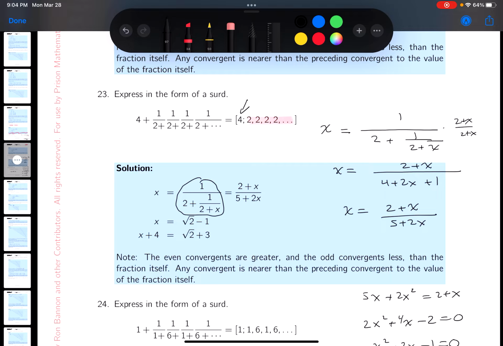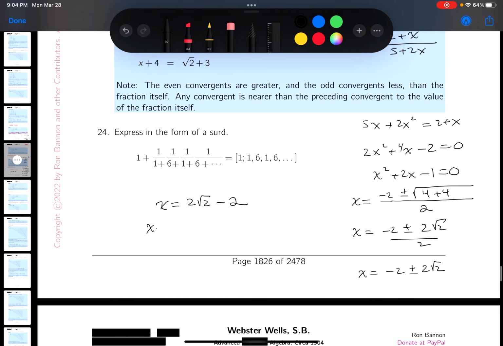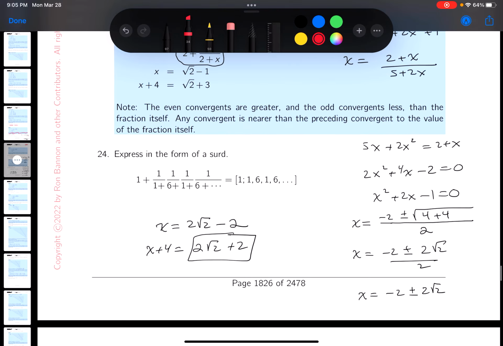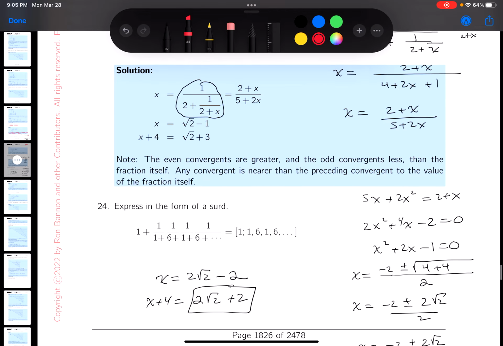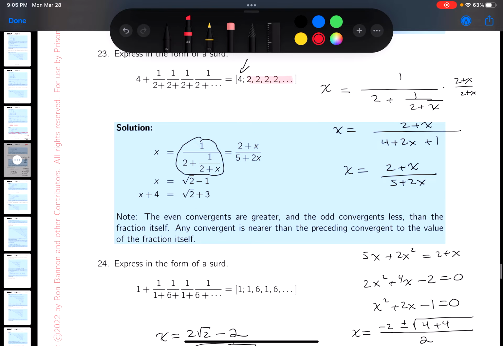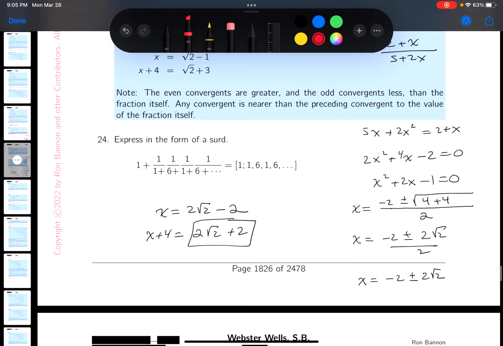So the surd that we're looking for, I have to add 4 to that x. So x plus 4 is going to be 2 root 2, and we're adding 4 to both sides, plus 2. This is the surd they're looking for. Let's look at the key, though, see if I got that. And let's see what they wrote down here. Oh, you know what? I wrote the wrong number down. I got to correct it, and I apologize.